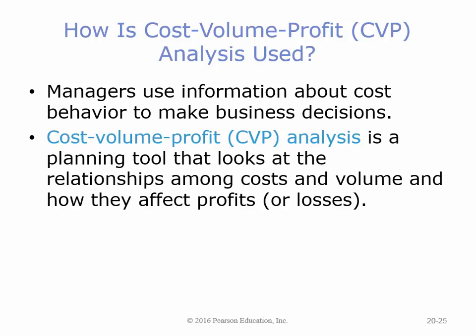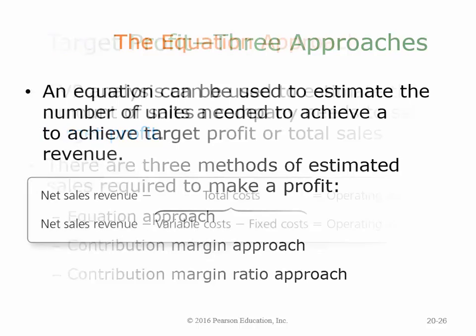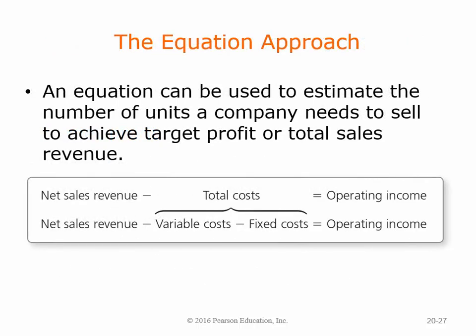So CVP analysis is simply a planning tool that helps us look at the relationships and helps us make decisions based on those relationships. That's all. Often we use it for what's called target profit analysis or break-even analysis. The way this textbook does it, and I like the way they do it, is they break it into three different approaches to cost volume profit analysis. The first they call the equation approach, the second the contribution margin approach, and the third the contribution margin ratio approach.